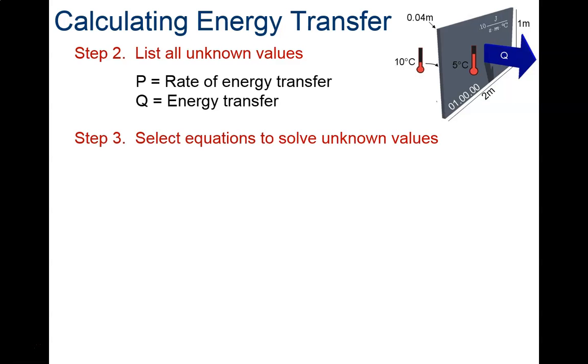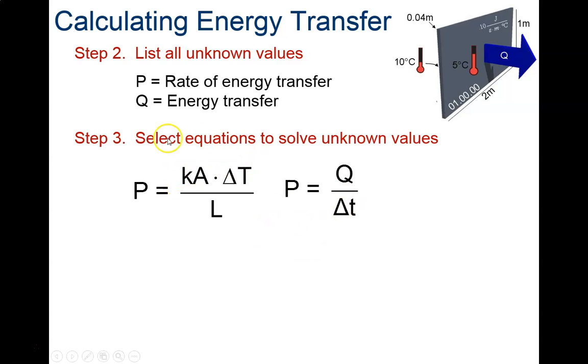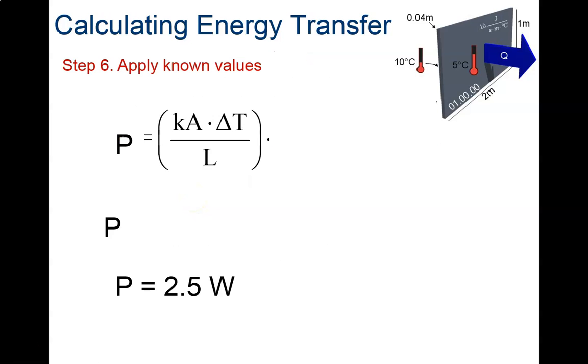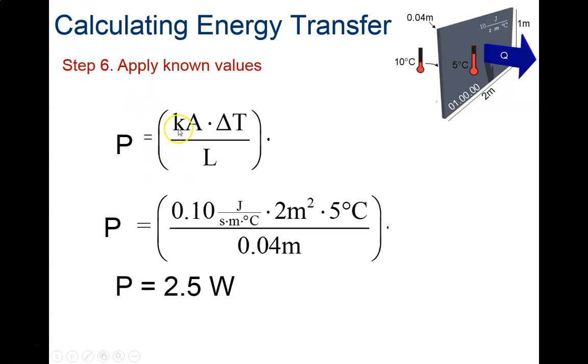Okay, so at this point we want to plug into an equation. P equals K A delta T over L. So plug in the numbers: 0.1 for K, 2 for A, 5 degrees C for delta T, and 0.04 for L. Just plug and chug. And we get that the rate at which we're losing heat or transferring heat is 2.5 watts, or 2.5 joules per second. A watt is also known as a joule per second.